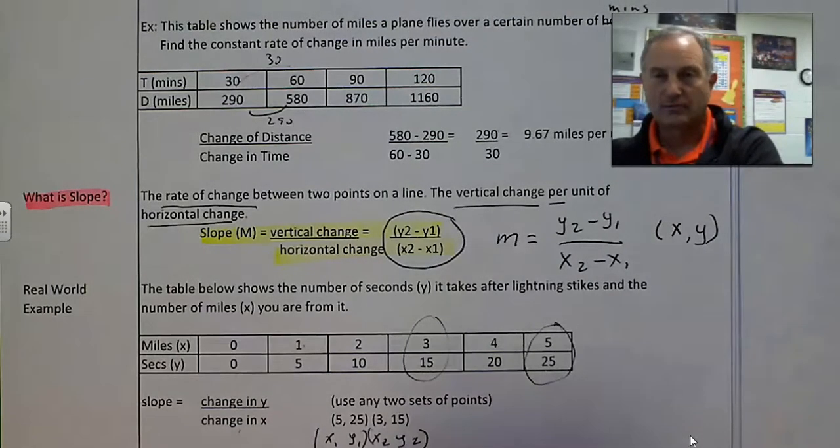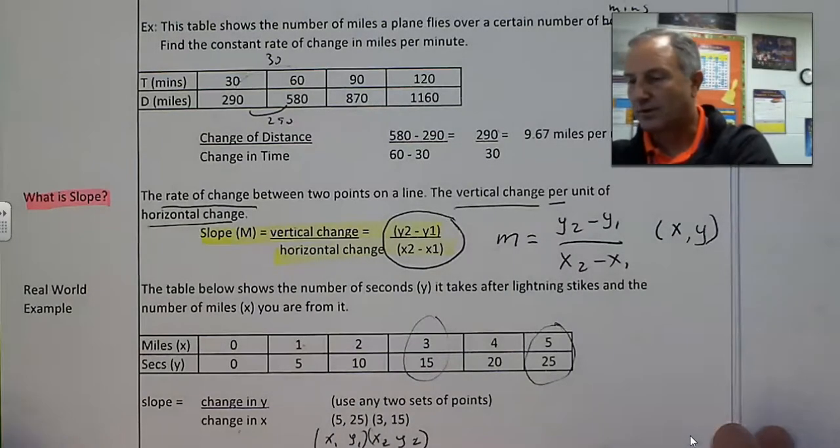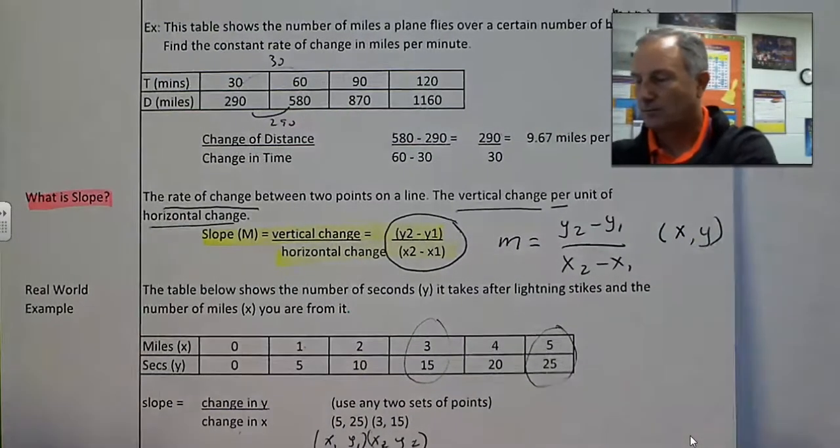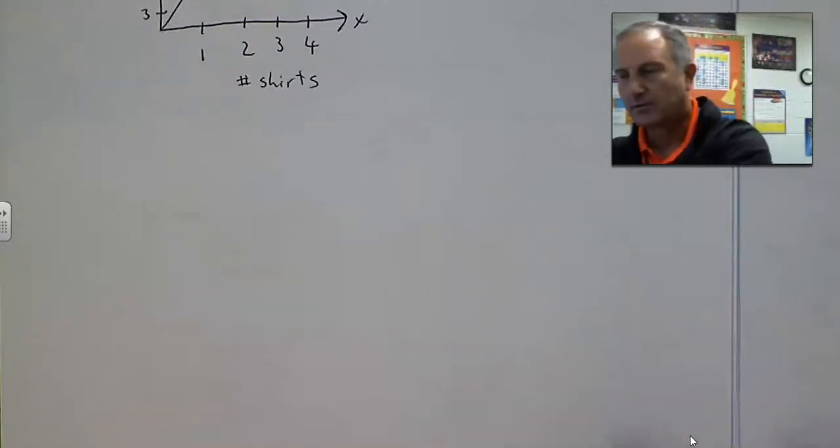So when the lightning strikes, if you start counting 1, 2, 3, 4, 5, boom, you're going to hear the thunder. That meant you were 1 mile away. Every 5 seconds means you're a mile that much further away. Okay. If that's clear. Let's look at an example here.